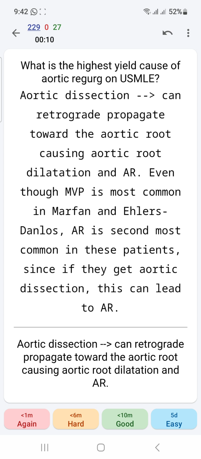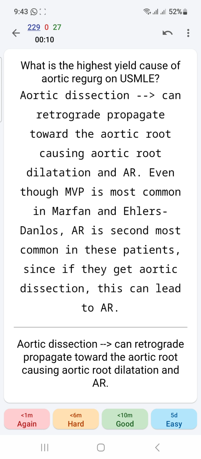What is the highest yield cause of aortic regurg on USMLE? Aortic dissection. It can retrograde propagate.